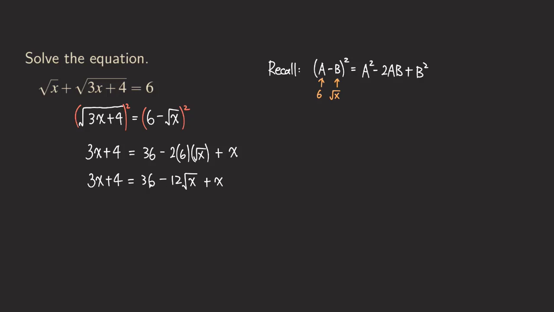Okay, so now the 36 should be moved to the other side and then the x should be moved to the other side. So we are going to subtract 36 from both sides. And then we also need to subtract the x from both sides. And those will get cancelled. So now here we get 3x minus x, we get 2x. 4 minus 36, we get negative 32. And we are going to get just negative 12 square root of x.